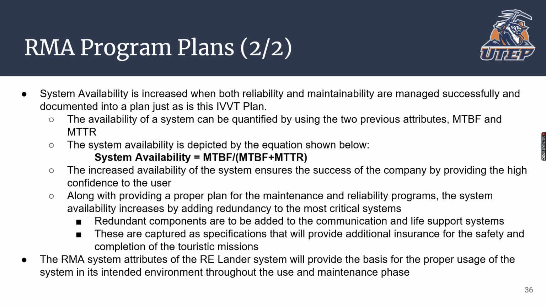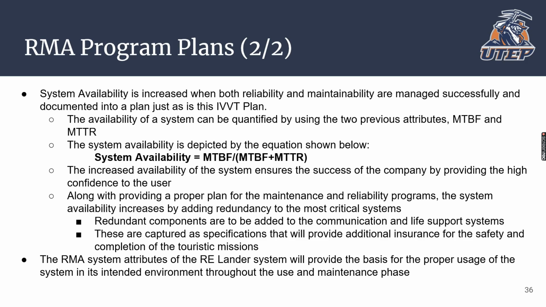Continuing the program plans, the system availability increases when both reliability and maintainability are managed successfully and documented into a plan, just as the IVVT plan. The availability of a system can be quantified by using the two previous attributes, mean time between failure and mean time to repair, with the equation shown on the slide. The increased availability of the system ensures the success of the company by providing high confidence to the user.